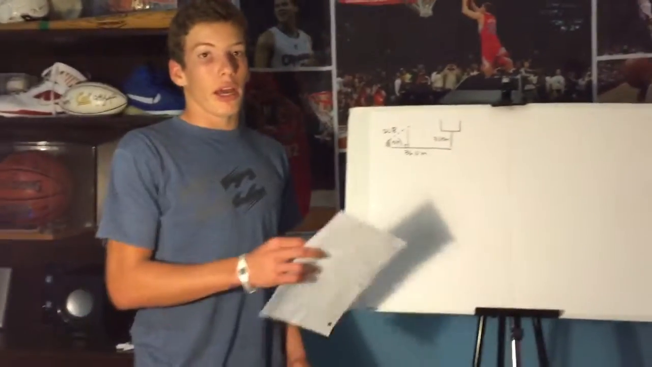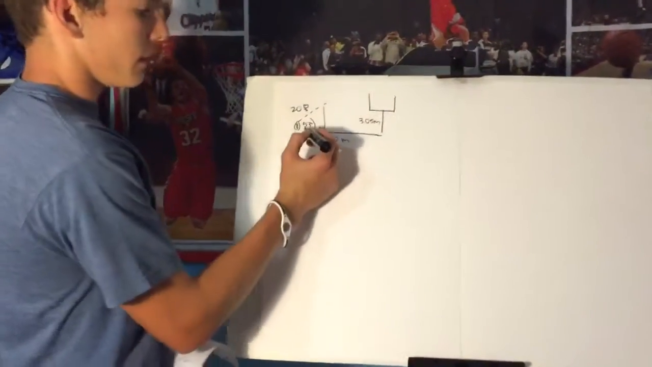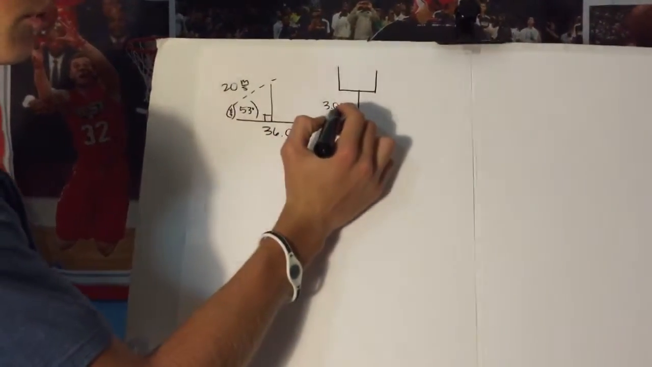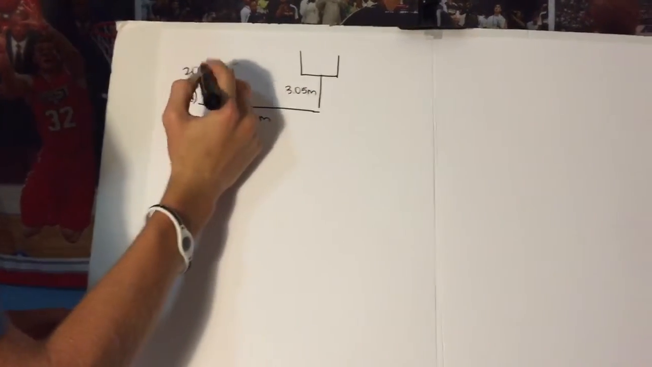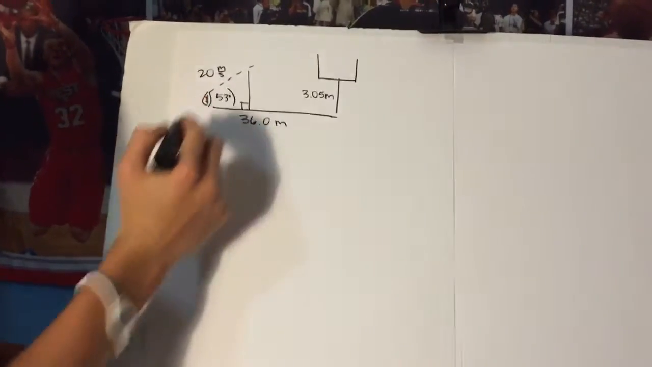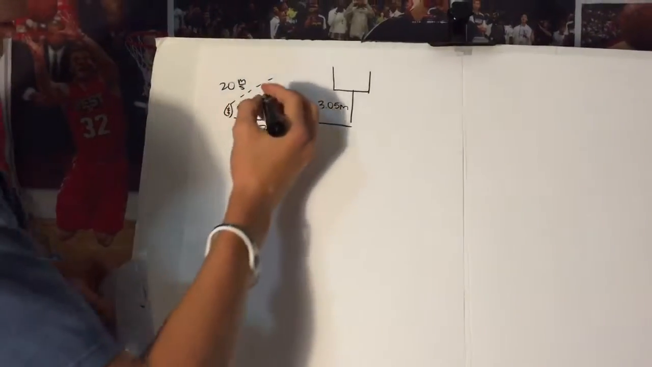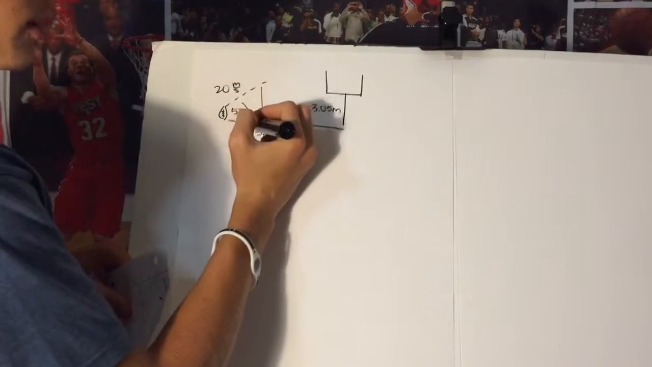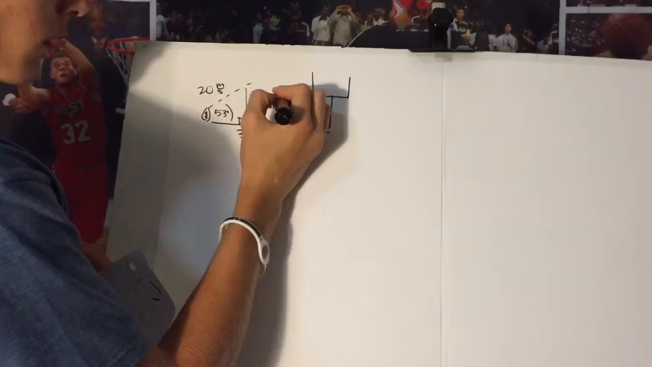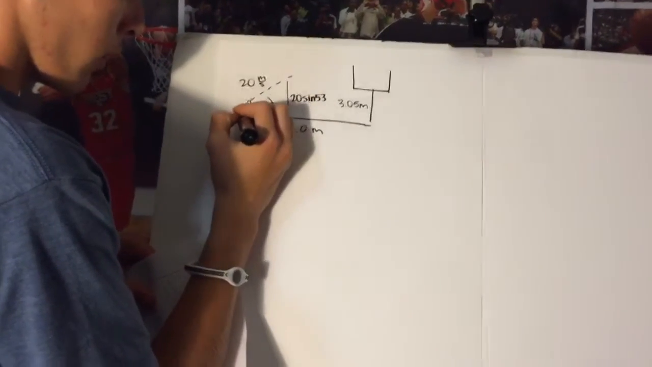So I've already drawn a quick diagram here to help us solve the problem easier. We know that the distance between the football and the goalpost is 36.0 meters, and the goalpost is 3.05 meters high. Also, the initial velocity when the football is kicked is 20 meters per second, at an angle of 53 degrees. So knowing this, we can determine that the initial velocity in the y direction is 20 sine 53, and the initial velocity in the x direction is 20 cosine 53.